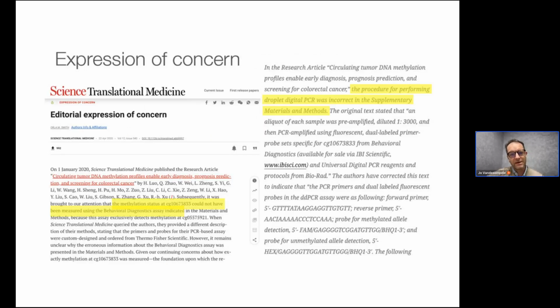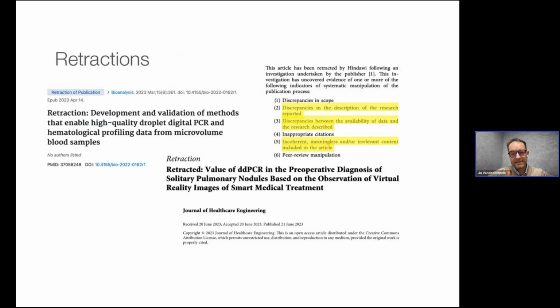Well, this is one example, a respected journal, Science Translational Medicine, in which the editor, him or herself, expresses a concern about a study that was published in his or her own journal. And I cite here that the procedure for performing digital PCR was incorrect in the supplementary materials and methods. So that's really kind of a shame that the editor of his or her own paper has to warn with an expression of concern. But even more problematic issues can happen in that the paper must be retracted.